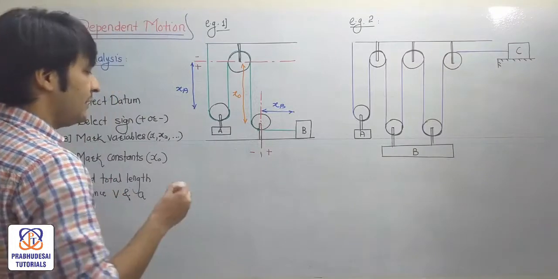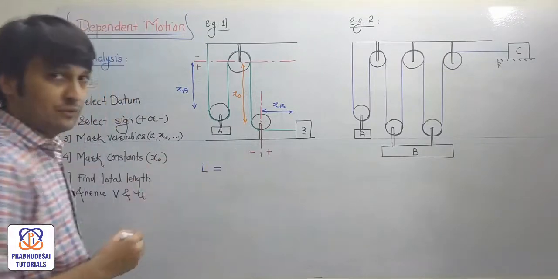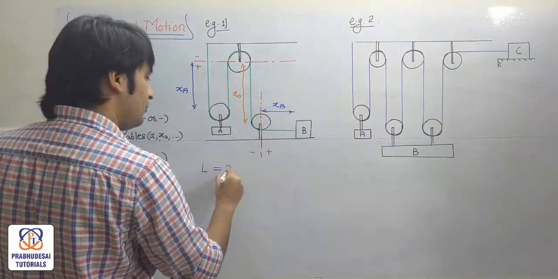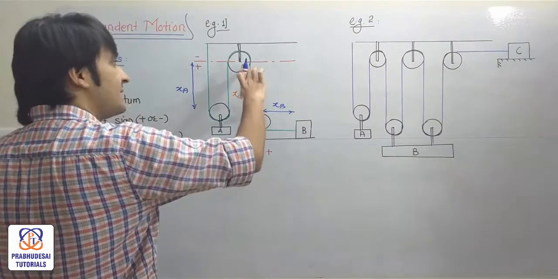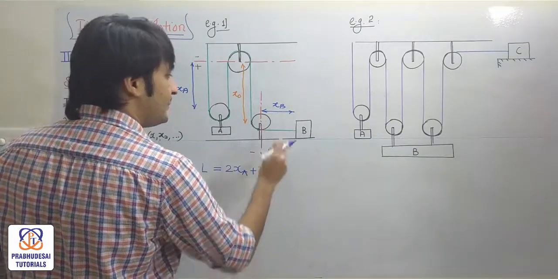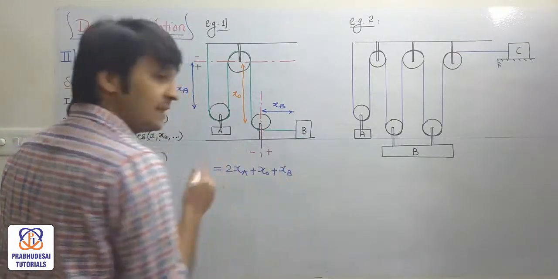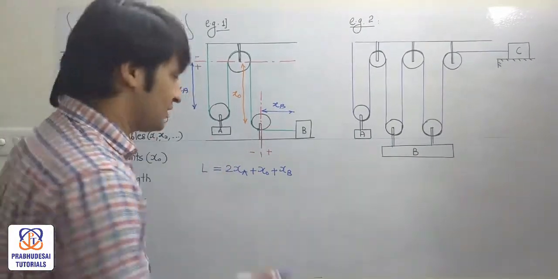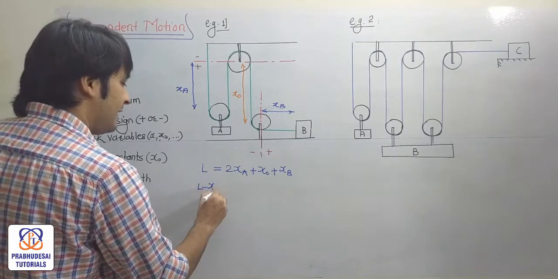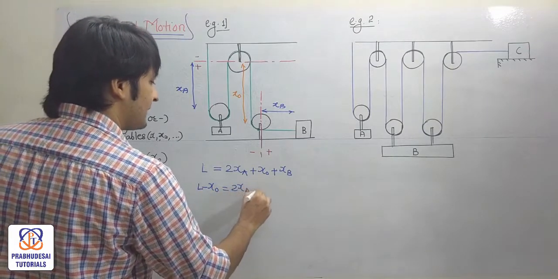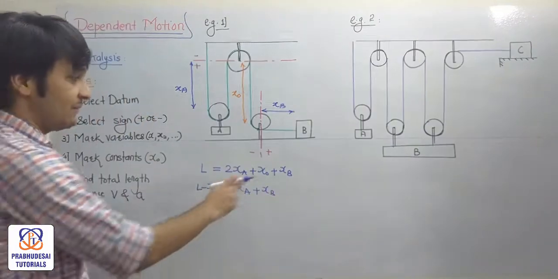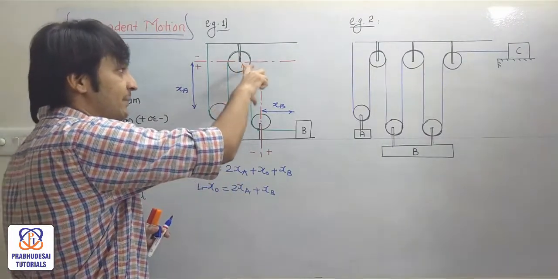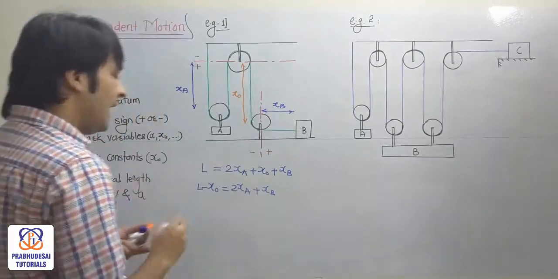How to write total length? Total length L is equal to, check this, XA plus this now. So XA plus XA, 2XA. Correct? Plus this is X0. Correct? Plus this is XB. Correct? So I got this like this. X0 is constant distance. If it is constant, shift this on left. So L minus X0 is equal to 2XA plus XB. Correct? I'm just shifting constant on left. I just got complete length. Just check XA plus X0 plus XB. Clear?